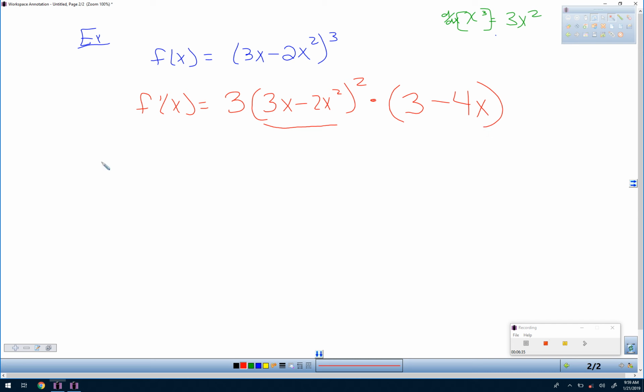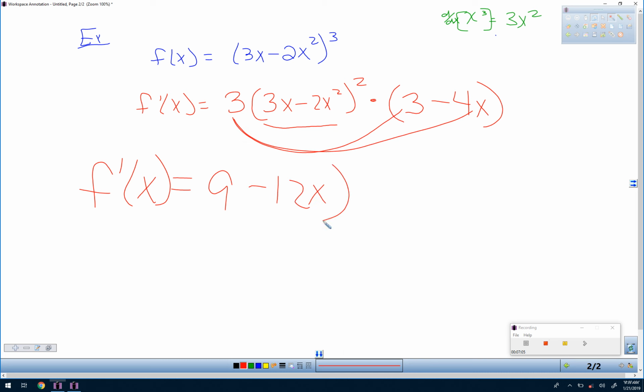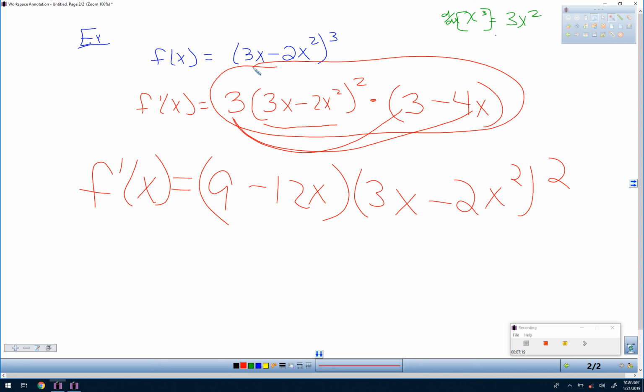Of course, you could do a little algebra and clean this up, and you would end up getting, let's see, 3, I'm going to distribute that. 3 times 3 gives me 9. 3 times negative 4 gives me negative 12x. So that's that part, and then 3x minus 2x squared. So then that will be my derivative. Again, though, this is a legitimate answer. It's just that this is a little bit more simplified. All right, and so that would be an example for that problem.